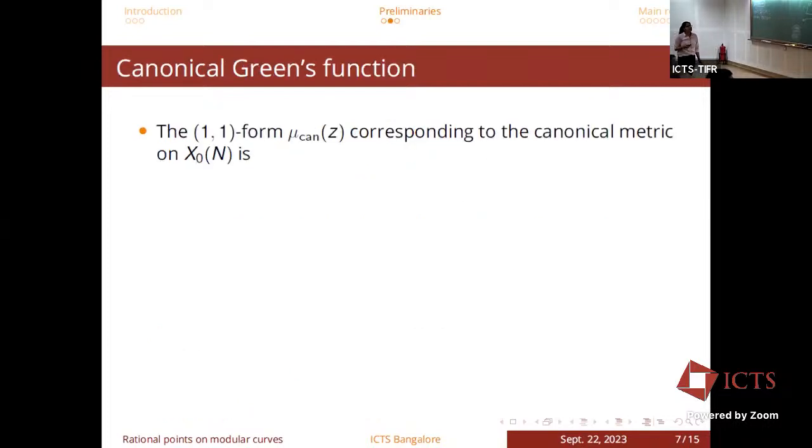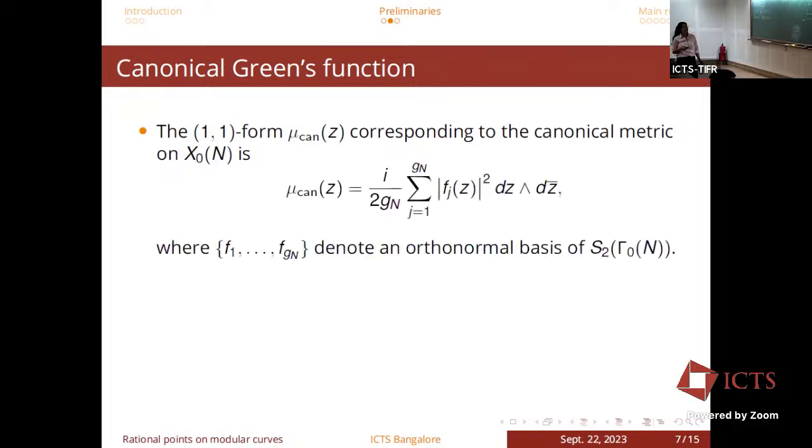Okay, now I'll introduce the canonical Green's function. For that, I need the canonical (1,1)-form. The (1,1)-form corresponding to the canonical metric is given by this: mu_can(z) = i/(2 g_N) times the sum of |f_j(z)|^2 dz dz-bar, where g_N is the genus, and f_1 up to f_{g_N} are the orthonormal basis of weight 2 cusp forms with respect to the Petersson inner product.